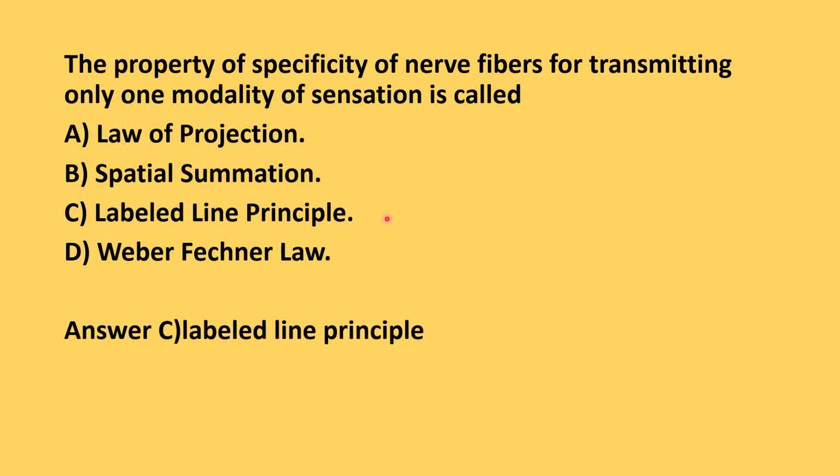So the correct answer is the labeled line principle, from the receptor to the sensory cortex. Each nerve fiber carries only a particular type of sensation. That is the property of specificity of the nerve fibers for transmitting only one modality of the sensation, called the labeled line principle.